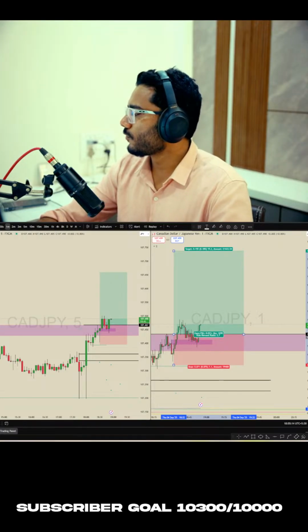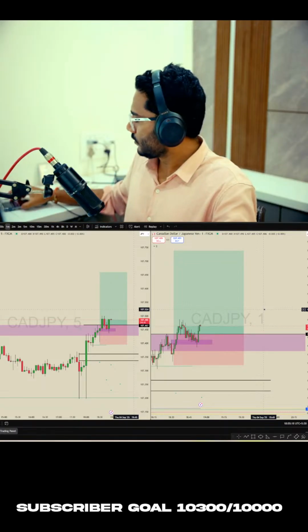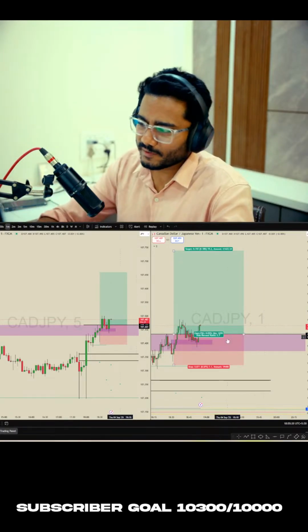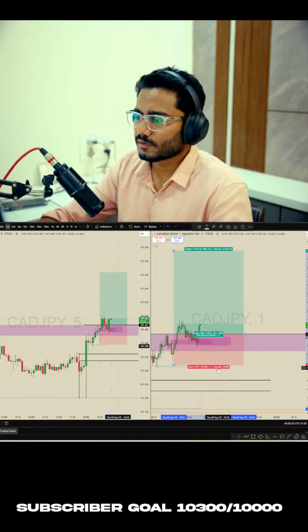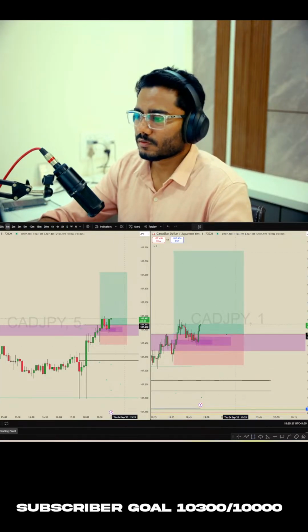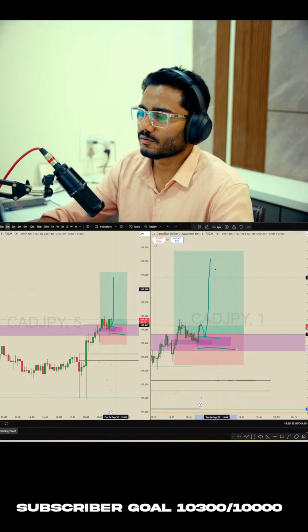Can I go long from now, entry? On CADJPY, you can enter at this retest. Don't buy here. Look for a retest from this area. Entry, stop loss below this low. And you can trade this move to the upside.